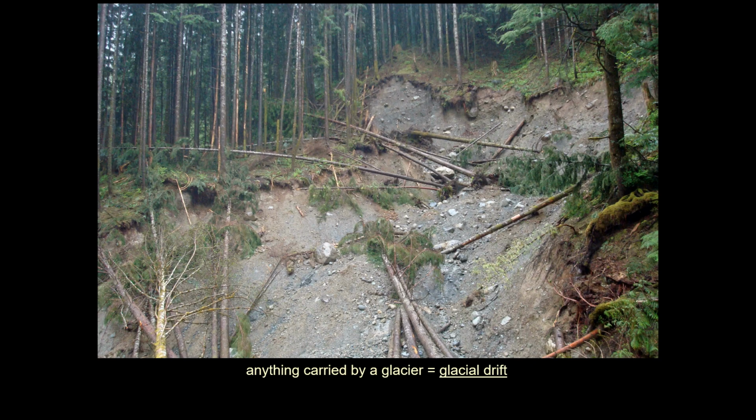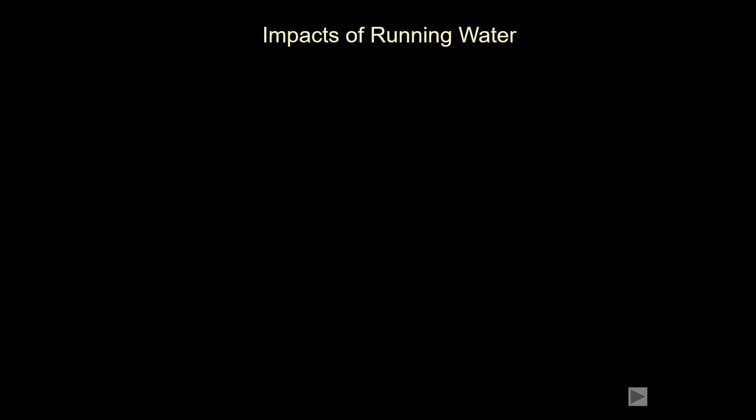And anything carried by a glacier gets a generic name. We just call it glacial drift. So anything carried by glaciers. Here we see some trees that have grown up over glacial drift. If you look at the size of the particles carried by this glacier, they're all different sizes, from boulders down to stuff that's very fine, finer than sand, maybe in silt or clay consistency.